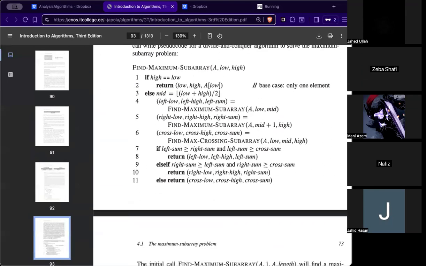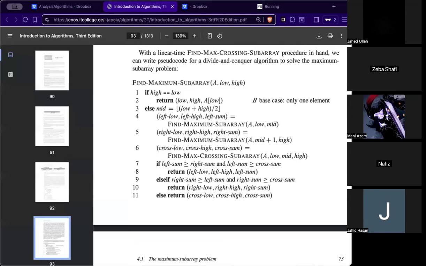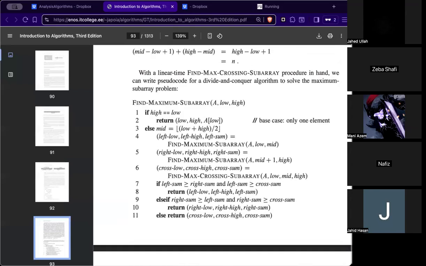All right. Now, as for finding the maximum subarray as a whole, with a linear time find max crossing subarray procedure in hand, we can write pseudocode for a divide and conquer algorithm to solve the maximum subarray problem in full. Okay, so here we're going to take the entire array, low to high.